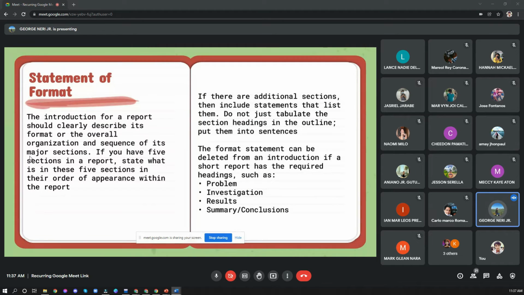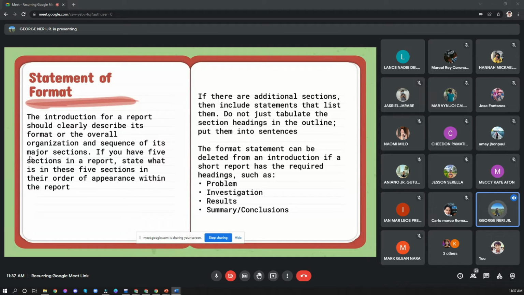Statement of format. The introduction for a report should clearly describe its format, or the overall organization and sequence of its major sections. If you have 5 sections in a report, state what is in these 5 sections in their order of appearance within the report. If there are additional sections, include statements that list them. Do not just tabulate the section headings in an outline. Put them into a sentence.